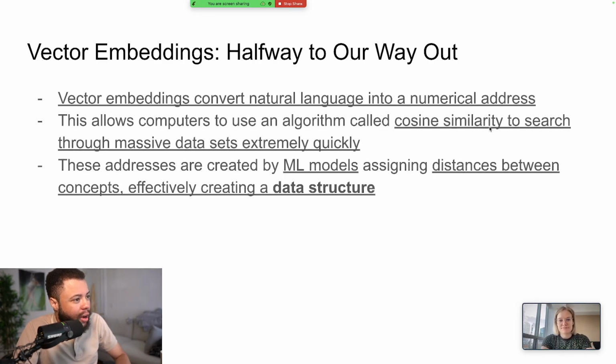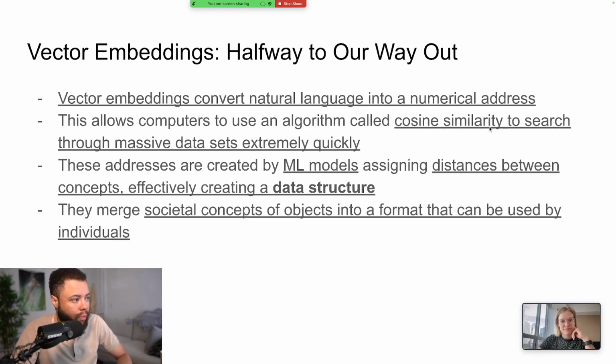These addresses are actually created by machine learning models by assigning distances between concepts, effectively turning concepts into a data structure. This isn't exactly correct, but the point is that you can do operations on top of this new data set that you couldn't do on the initial data set, making it a new data structure. The way these things work is by merging societal concepts of objects into a format that can be leveraged by individuals.